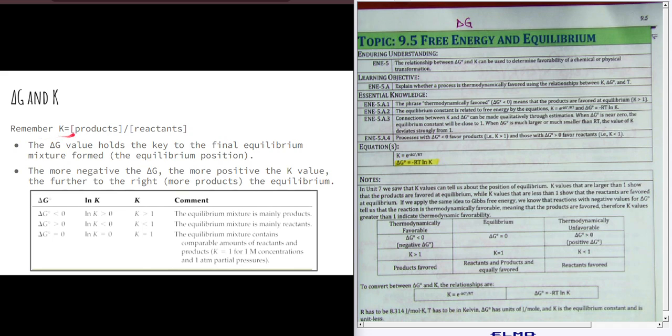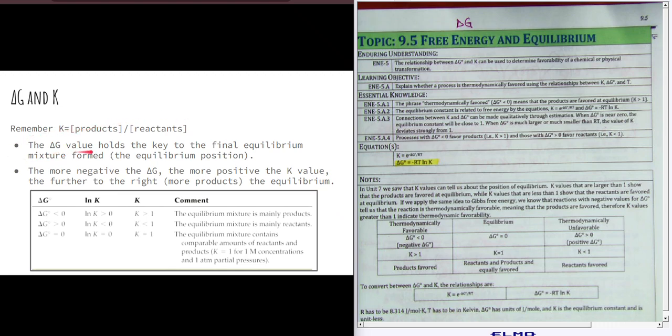So remember that K is our concentration of our products raised to the power of their coefficients divided by the concentration of the reactants raised to the power of their coefficients. Only include aqueous solutions and gases. Do not include solids and liquids, right? So that's equilibrium. That's unit 7 and 8.